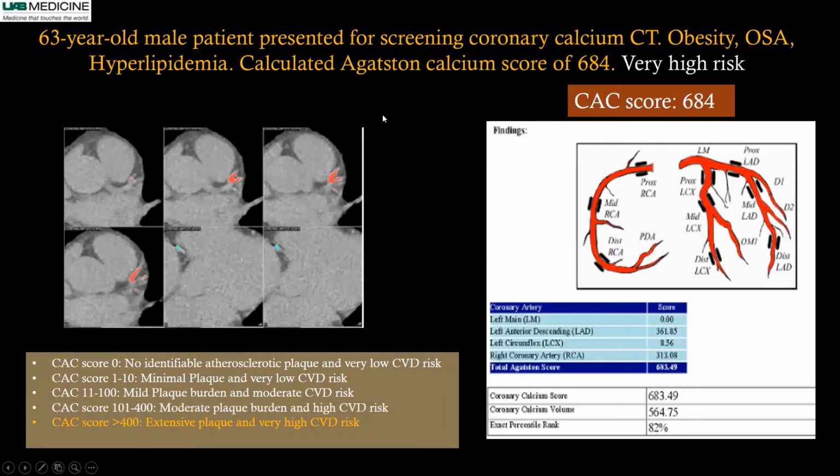This is another patient who came here for coronary artery calcification. He has multiple risk factors, and his coronary calcium score was very high. It was 684. Based on our classification, this is extensive plaque with very high cardiovascular disease risk in the future. As you can see, the red is in the LAD and the blue is in the RCA, so both in the proximal RCA and the LAD, and the distribution is listed here.